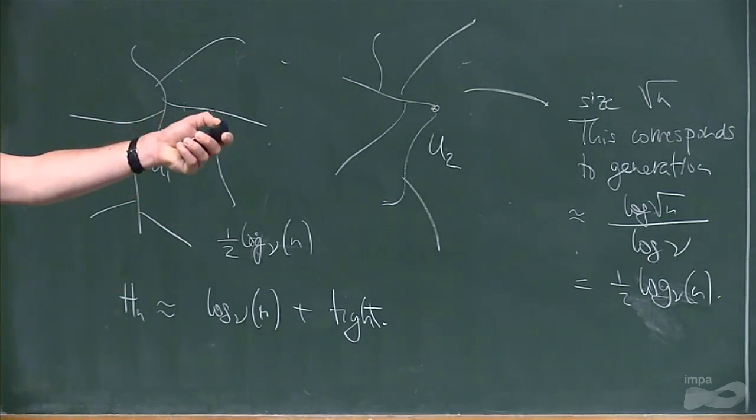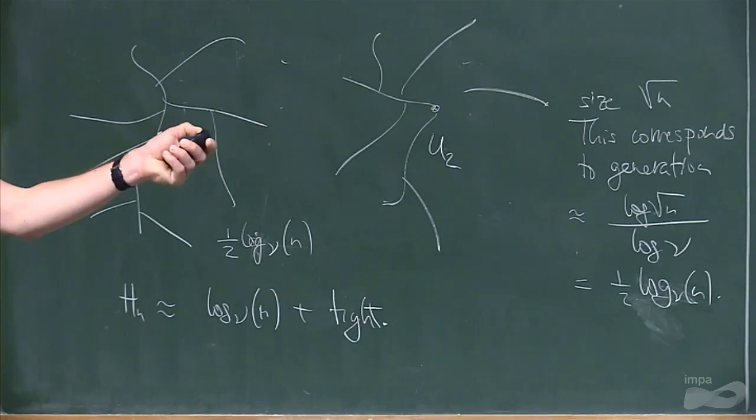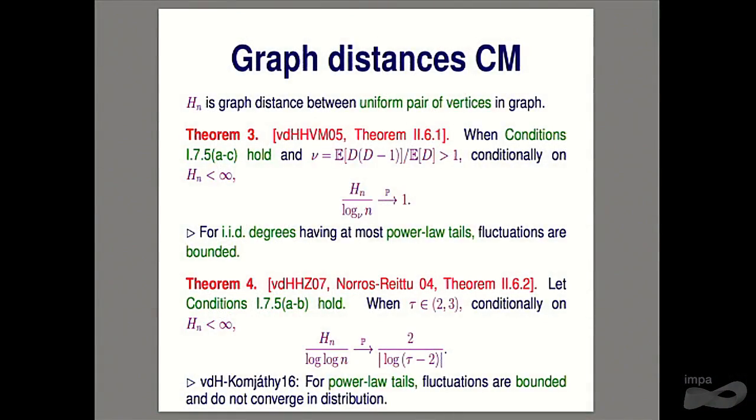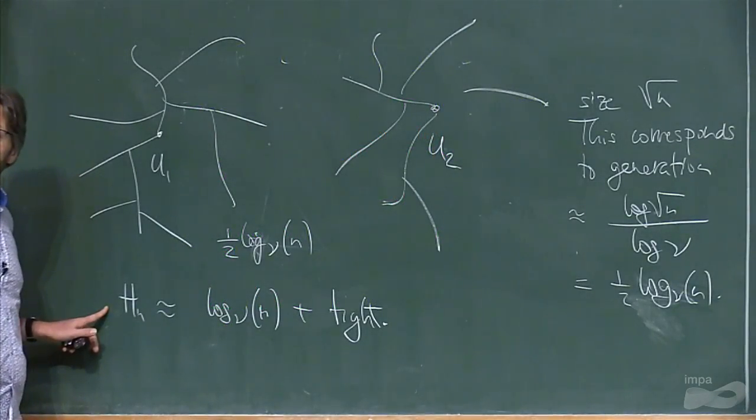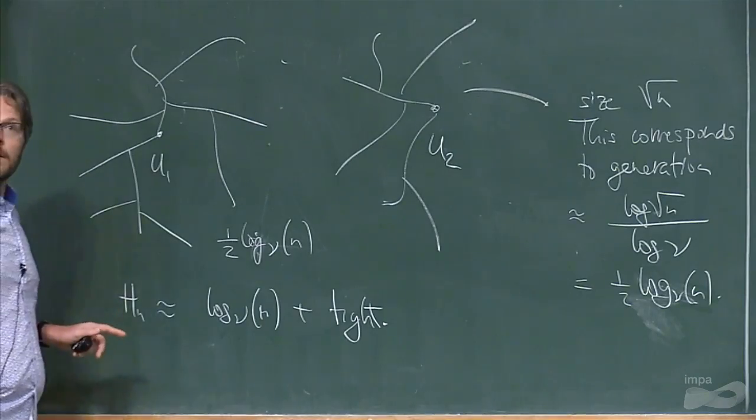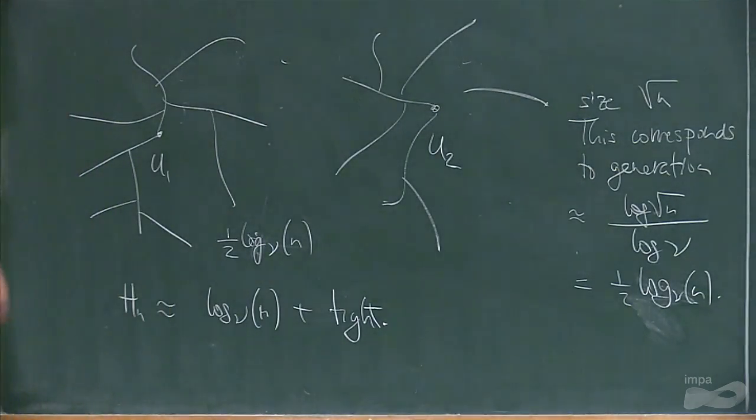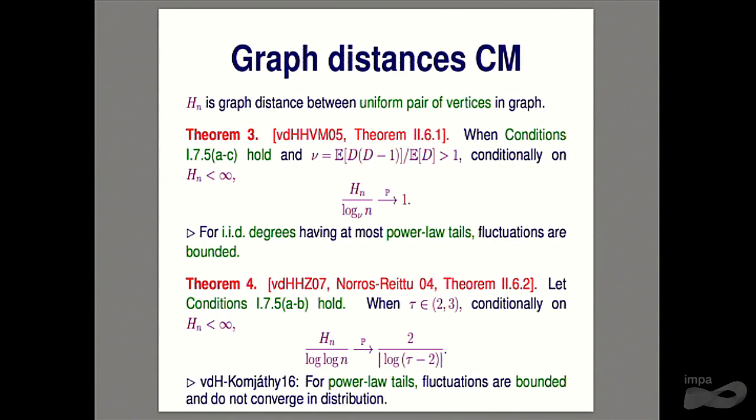So here, for our degrees having at most power-law tails, the fluctuations are bounded. This says that if I look at the graph distances and subtract this number, I get something which is a tight random variable. Okay? So this was the argument, or a sketch of the argument. Of course, making this precise requires a bit more. It's a lot of concentration results and so on, and very fine and detailed coupling. This is basically the philosophy of the proof.